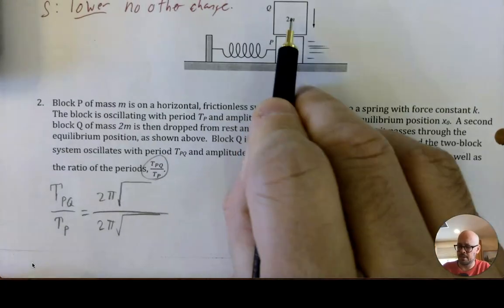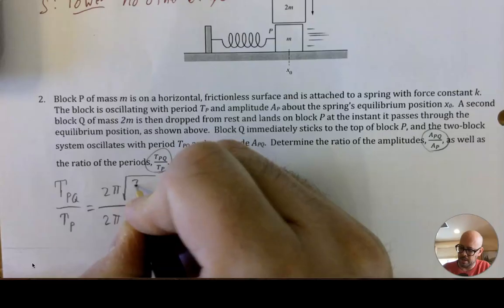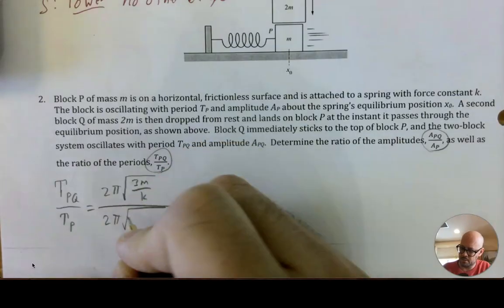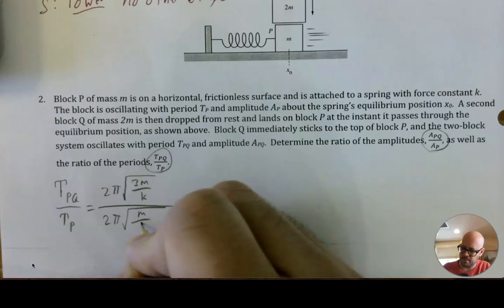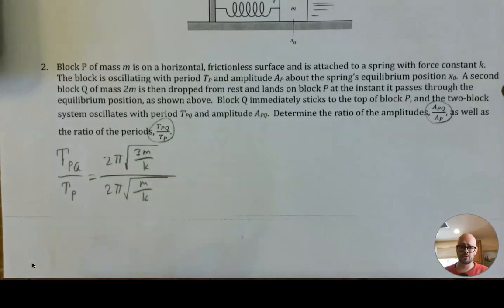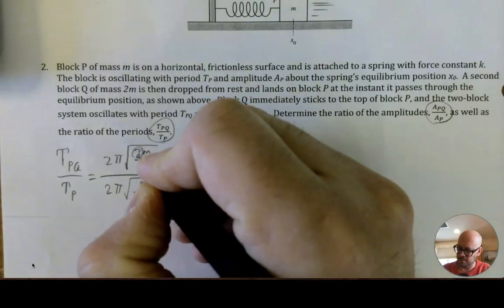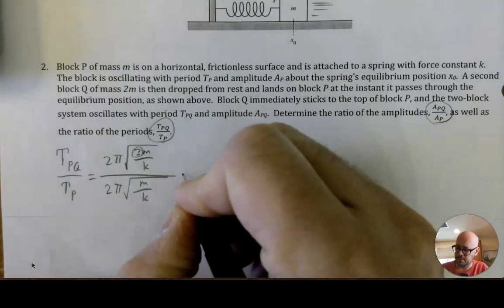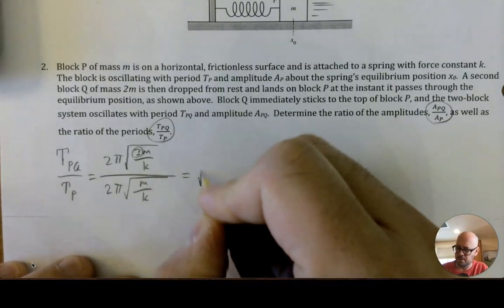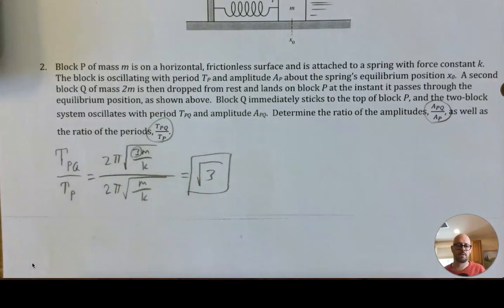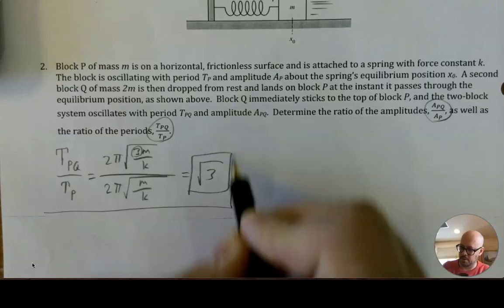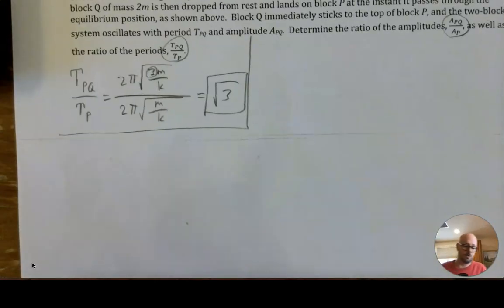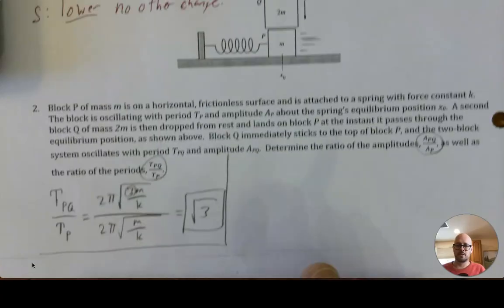Once block Q is added, the mass of the system is 3m, and before block Q is added, the mass of the system is just m. You can take your time working with this fraction, but the only difference between these two fractions is the presence of a 3 in the numerator expression for mass. Everything else will cancel, and so that means that the ratio of these two periods is √3. That's the only difference.